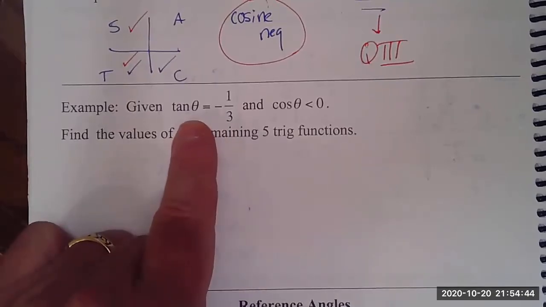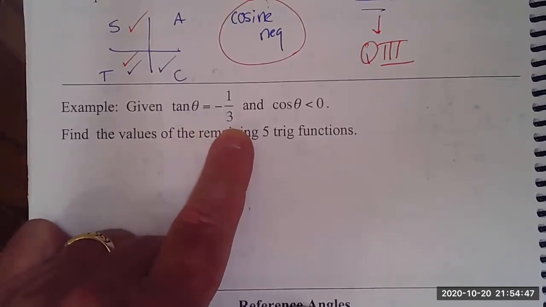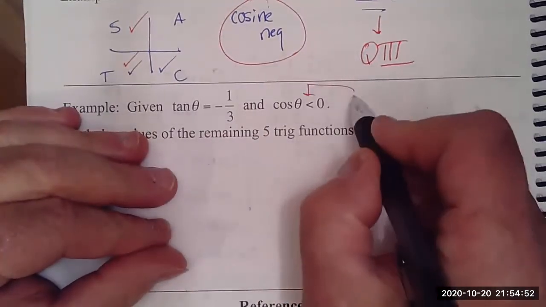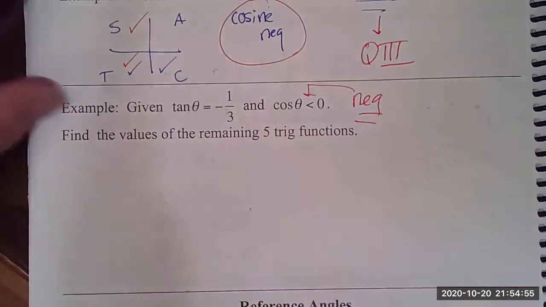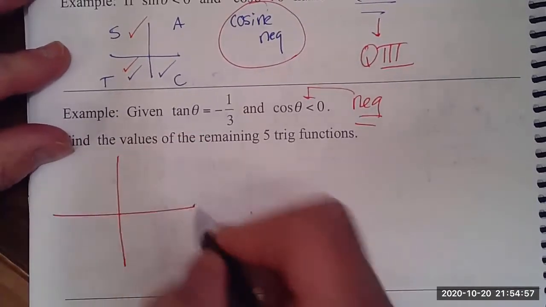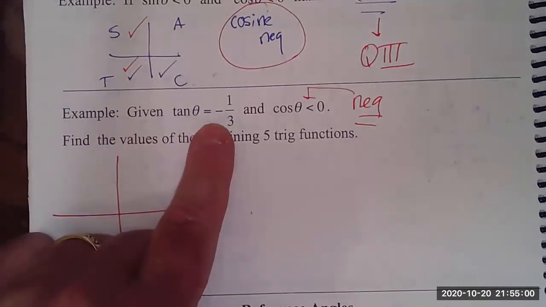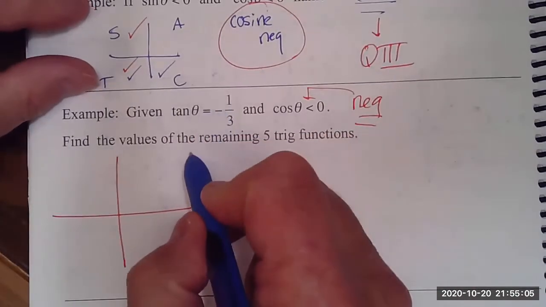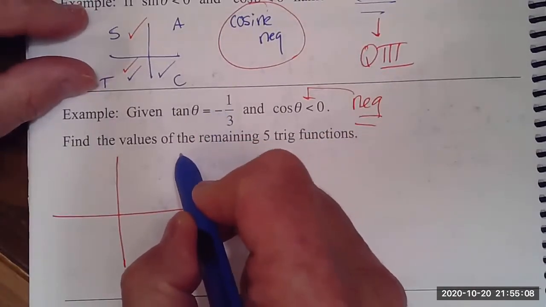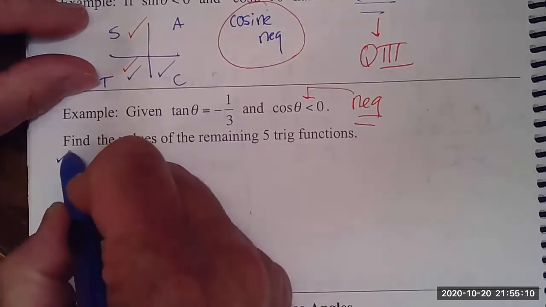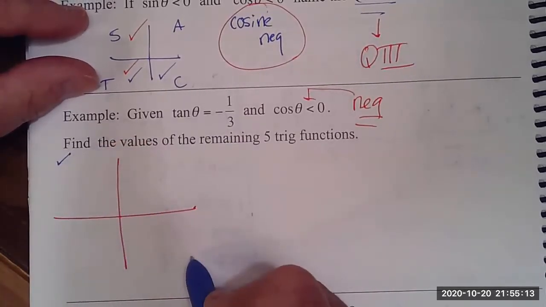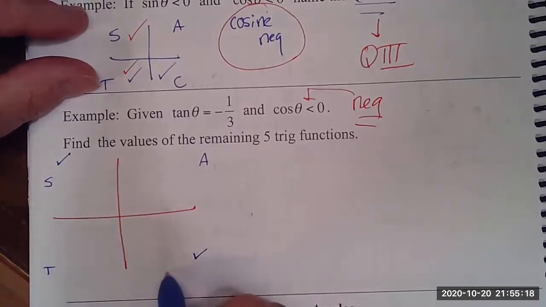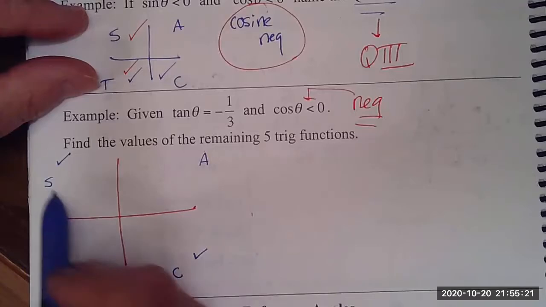Next problem. Let's see. Tangent of theta is -1/3. Cosine's got to be negative. Remember, this is less than 0. That means negative. Okay, so tangent is negative. Cosine is negative. Let's see where that is. Tangent is negative. Everybody's positive here, but tangent is negative here. Tangent is negative right down here. Remember that's all students take calculus, A smart trig class.